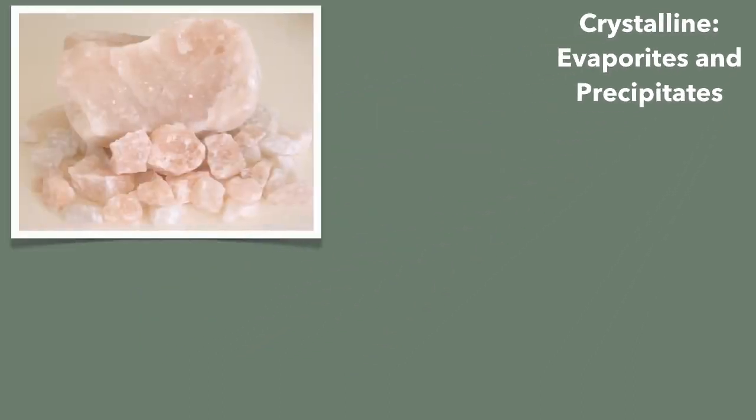Let's take a look at some examples. This is probably the best example. This is rock salt. Now, rock salt forms from seawater, which of course has salt or halite dissolved in it. And when that water evaporates, the salt stays behind in the form of crystals. Those crystals are the rock salt. This is why it's called an evaporite. This is also why it's called crystalline, because it's crystals of salt that were left behind after evaporation occurred.